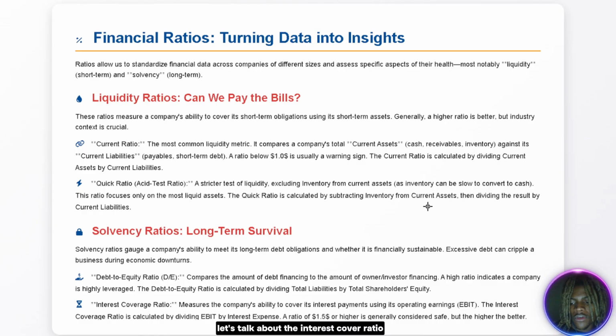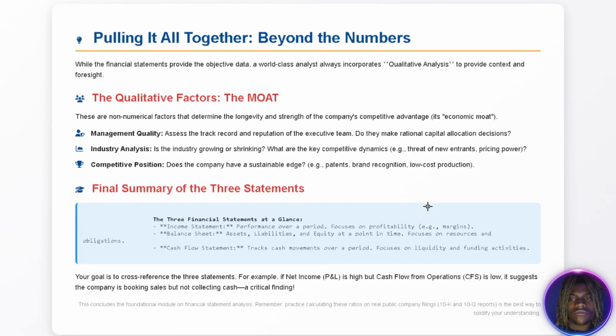Let's talk about the interest coverage ratio. It measures the company's ability to cover its interest payments using its operating earnings, the EBIT, and the interest coverage is calculated by dividing EBIT by interest expense. And a ratio of 1.5, for example, or higher is generally considered safe, but the higher the better.